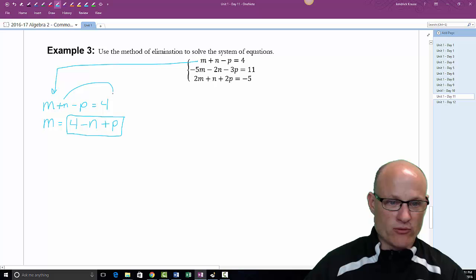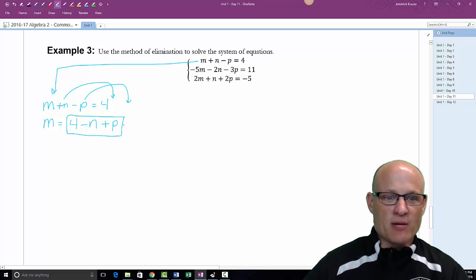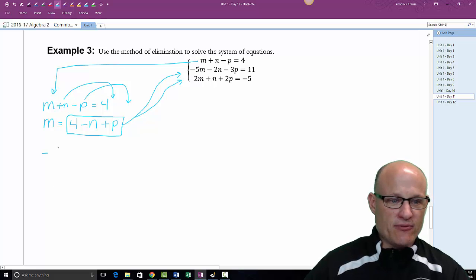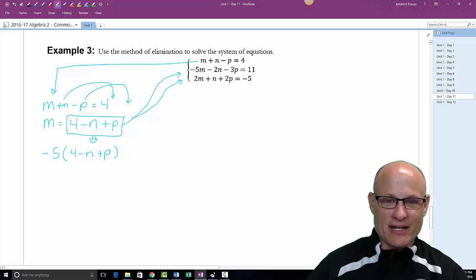See, because we're going to bring this n over, it makes it negative, and we're going to bring this p over, it makes it positive. Okay, so now I'm going to substitute that into the other two equations. So it's negative 5m, there's m, just goes right in there, 4 minus n plus p, plus n, plus, excuse me, I went to the second equation. See, that's a common mistake. You got to be careful. You got to keep your equations right. Minus 2n minus 3p equals 11.